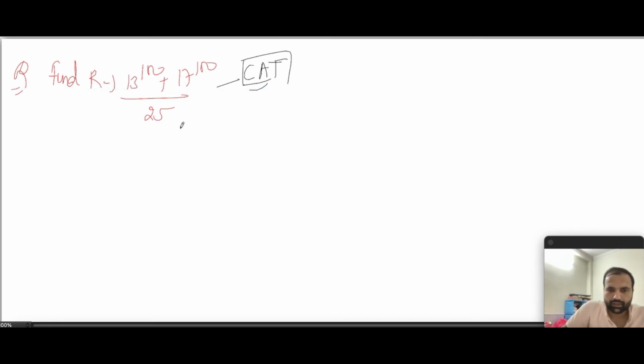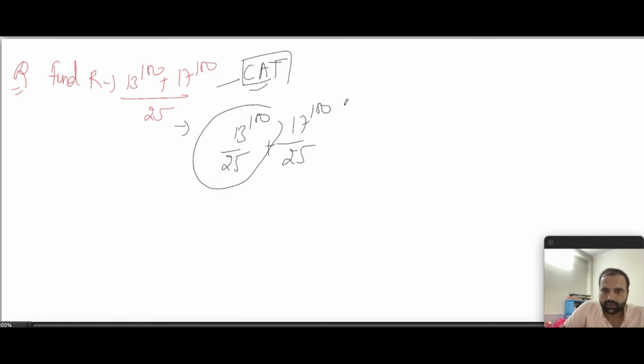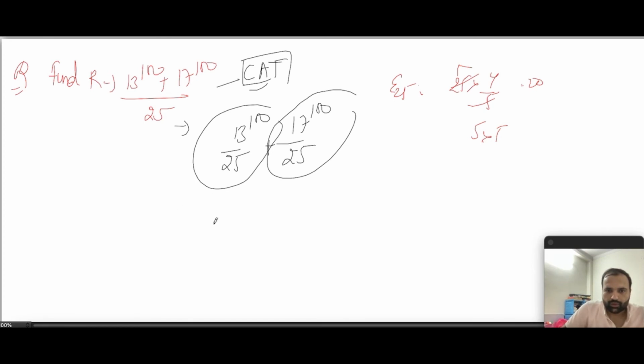So what we can do over here is break this part. There's no harm, because even if you combine it, it's still going to be the same. So now we can find the remainders individually. We know how to do that. Again, first of all, Euler of 25 is 25 into 4 by 5, which should be 20, because 5 is the only prime factor. 5 into 5 is a perfect square, so 20.